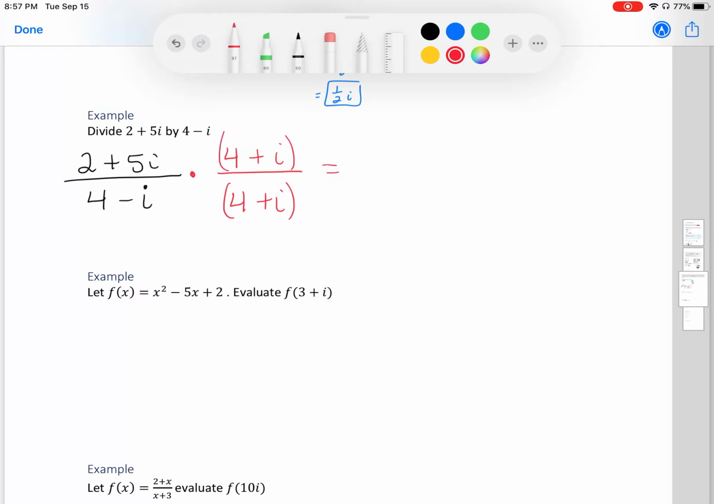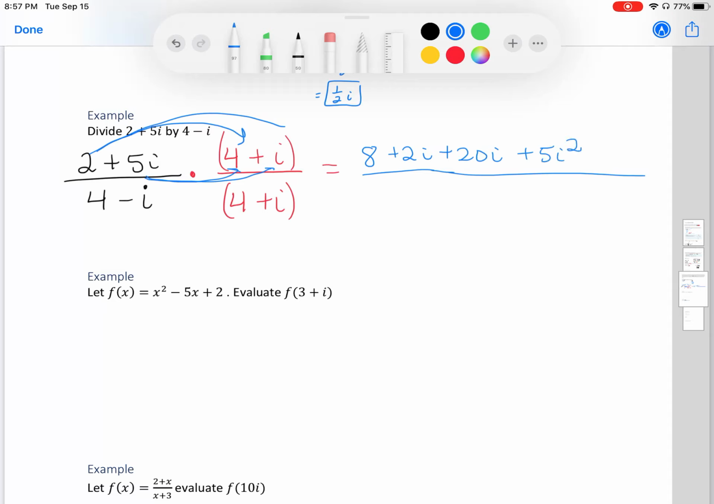Okay, we're left to FOIL, so that we have 2 times 4, that gives us 8. 2 times i, plus 2i. 5i times 4, plus 20i, and 5i times i, plus 5i squared.